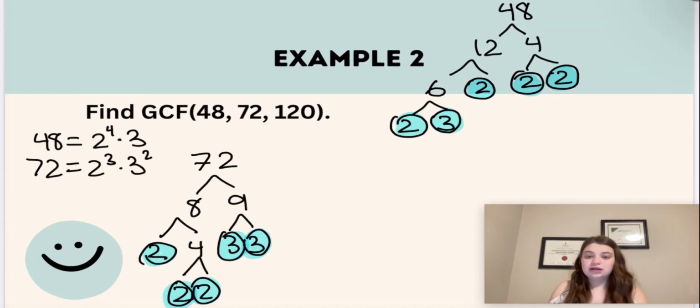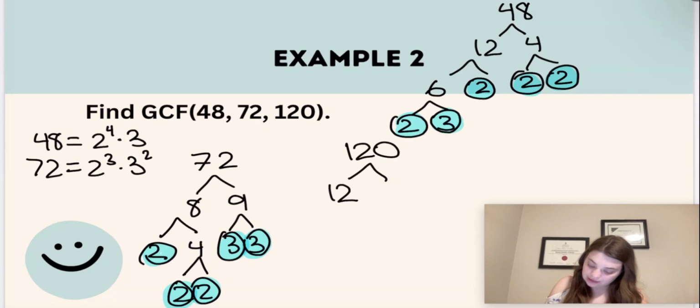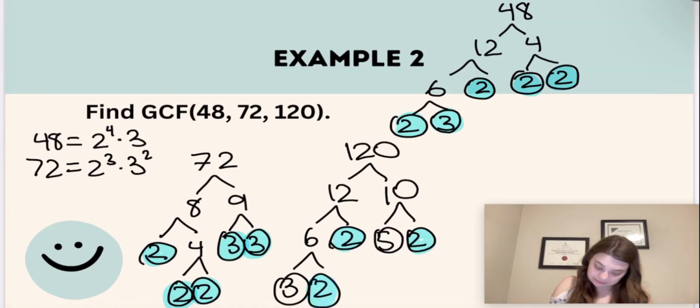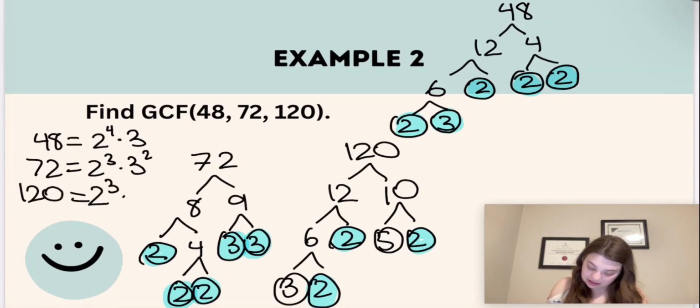All right, now the next one is 120. So 120 is 12 times 10. 12 is 2 times 6. And 6 is 3 times 2. 10 is 5 times 2. And all those circled values are prime. So we have 2 cubed once again. We also have times just one 3 right there, and then times one 5.